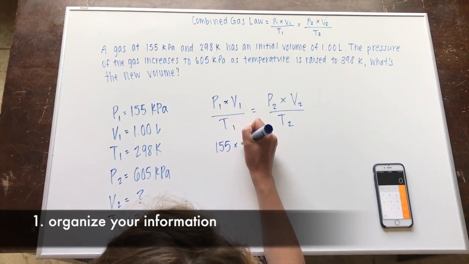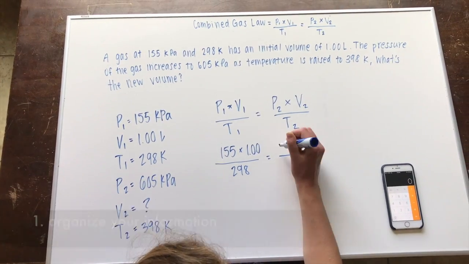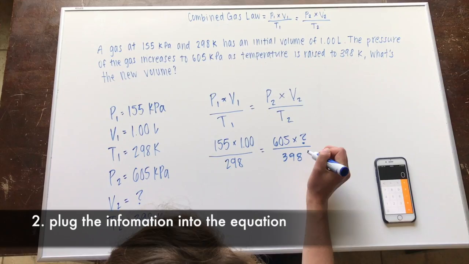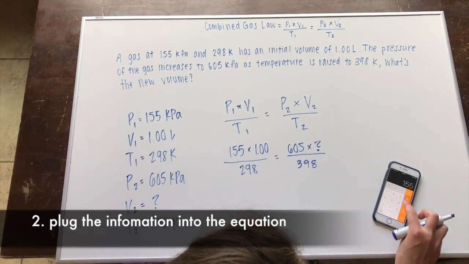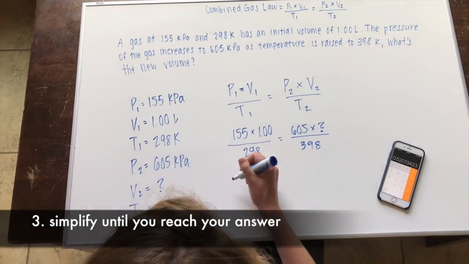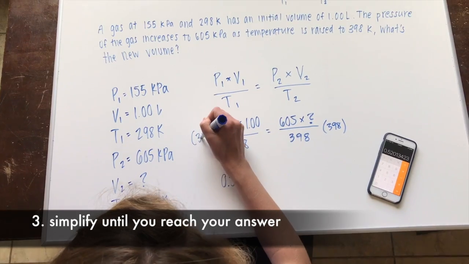Now for an example problem. A gas at 155 kPa and 298 K has an initial volume of 1.00 liters. The pressure of the gas increases to 605 kPa as temperature is raised to 398 K. What's the new volume?